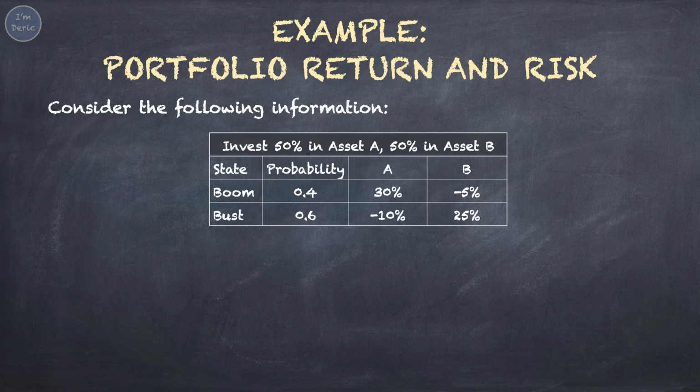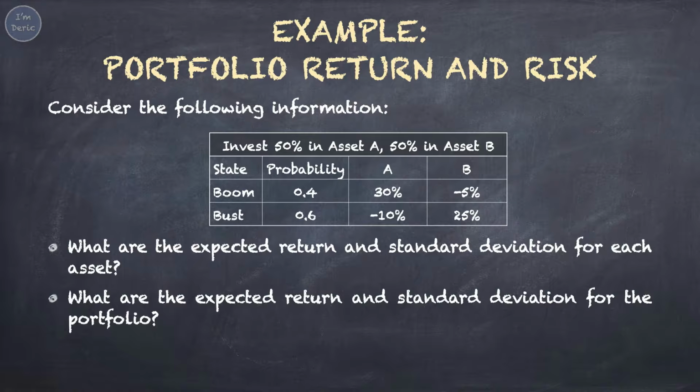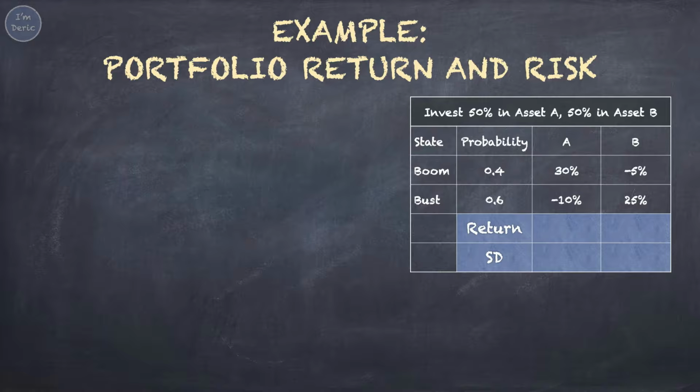Consider the following information, where you invest 50% in asset A, another 50% in asset B, and the returns for each state of economy are estimated. Boom means good time, whilst bust means bad time. Calculate the return and standard deviation for each asset, then for the portfolio. First, get the expected return and standard deviation for each asset.